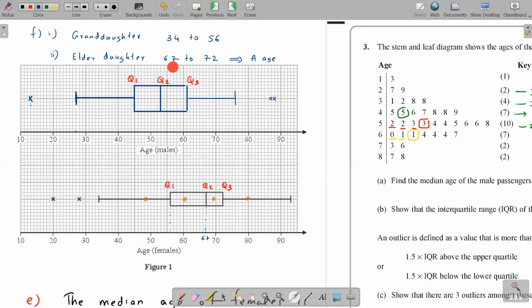Because she's 23 years older than the elder daughter, the lowest value for A's age falls to 90, which is definitely in this region. Do you see it? It is definitely in this region, 90. And then age 90, what about the other one? The highest value of the elder daughter can be 72. So add 72 and add how much? Add 23 to 72. 95.